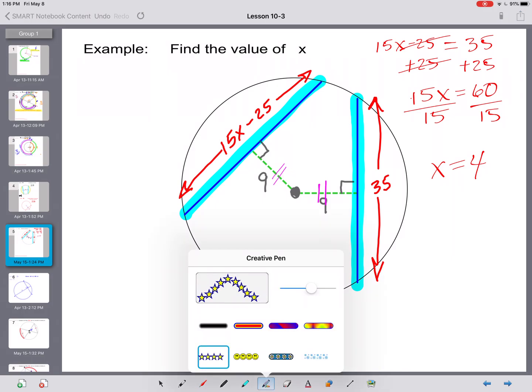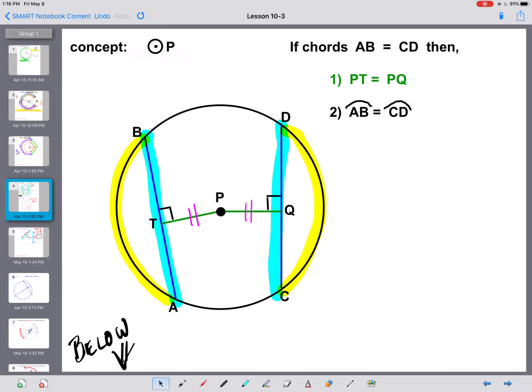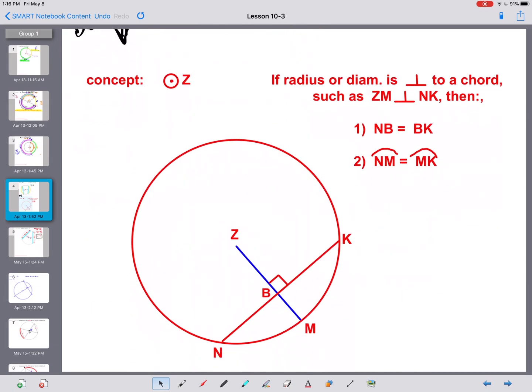Do they want us to do anything with it? No, they don't. That's all they wanted. Again, why do we know that the two chords are the same length? Because they're the same distance from the center. Okay. Let's go back over here and look at this little idea down below.